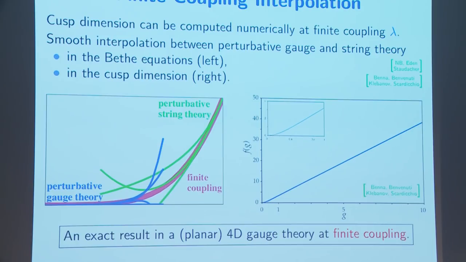So, well, that's just one particular quantity here. Here I draw the cusp dimension, which was computed first numerically by this team. And the nice thing is that you can view this as an exact result in a planar four-dimensional gauge theory at finite coupling. So you have this function which is determined by this particular integral equation.